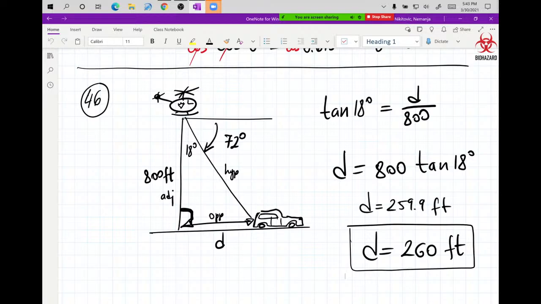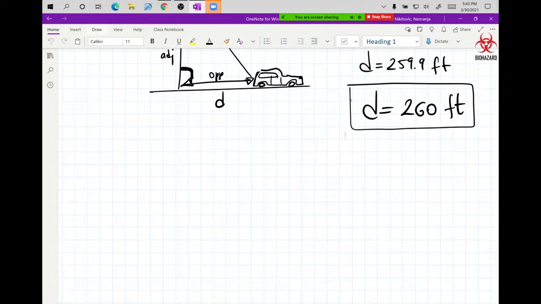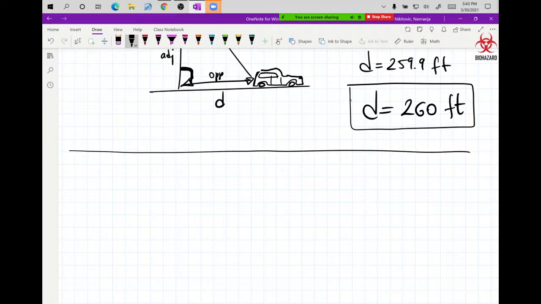Now, the goal for today is to take a look at situations when you have multiple triangles, similar triangles, and then also take a look at some of the basics of physics.